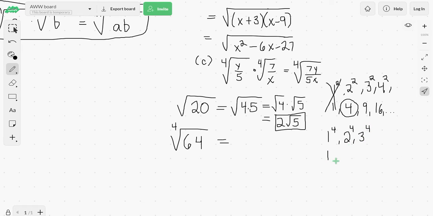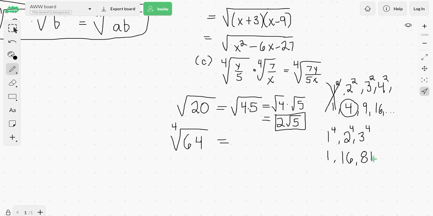So 1 to the 4th is 1. 2 to the 4th is 2 times 2 times 2 times 2. 2 times 2 is 4. Times 2 again is 8. And then times 2 one more time is 16. So 2 to the 4th is 16. 3 to the 4th is 3 times 3 times 3 times 3. Or in other words, that's 9 times 9, which is 81.